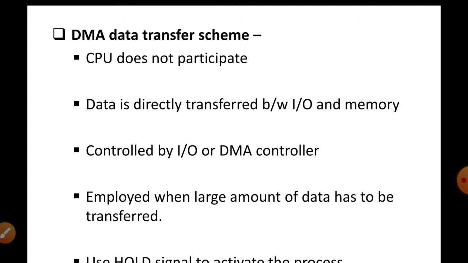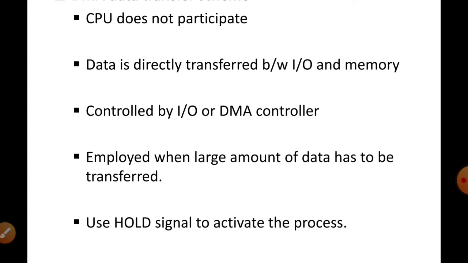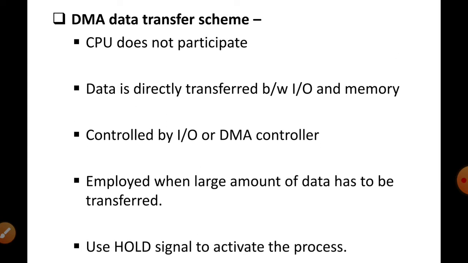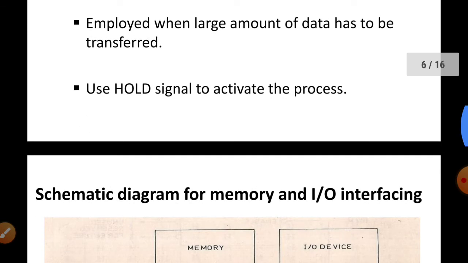So, with the help of the DMA data transfer scheme, the data is directly transferred between two memories, or between memory and the peripheral device, or peripheral device and the memory. It is controlled by the DMA controller. That is why the main difference between program data transfer and DMA data transfer is that the program data transfer scheme is controlled by the processor, and the DMA data transfer is controlled by the controller. To implement the DMA data transfer scheme, it uses two signals, the hold signal and the hold acknowledge signal.